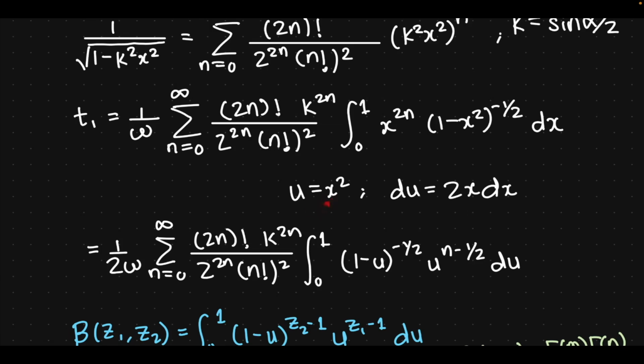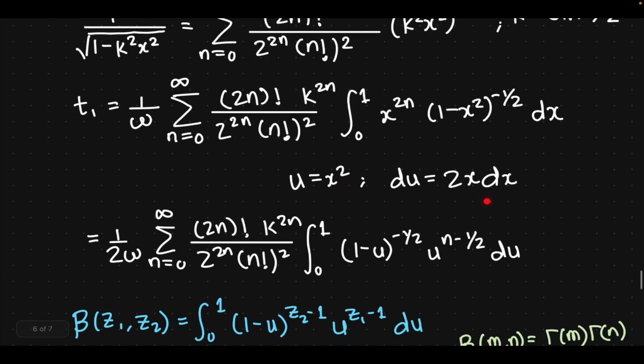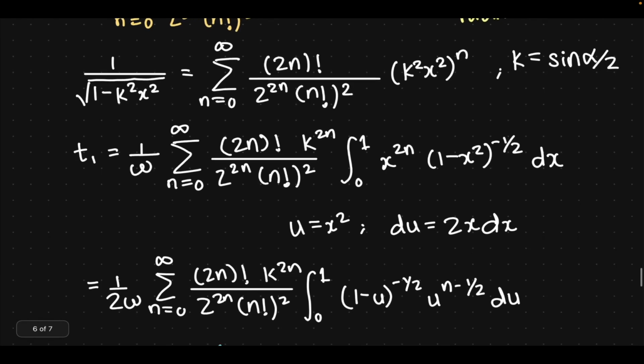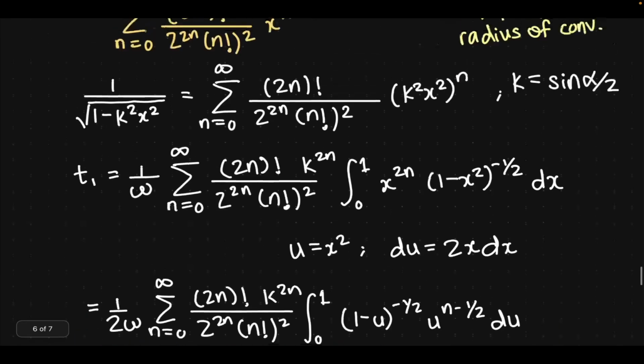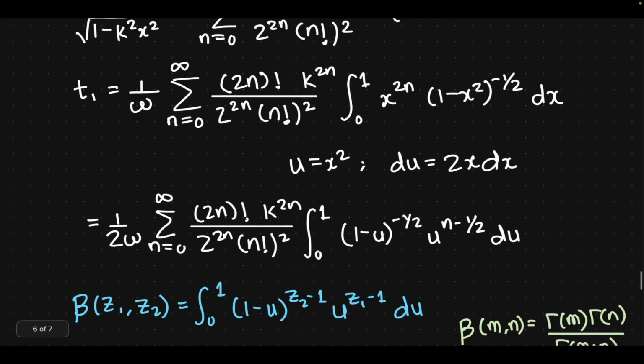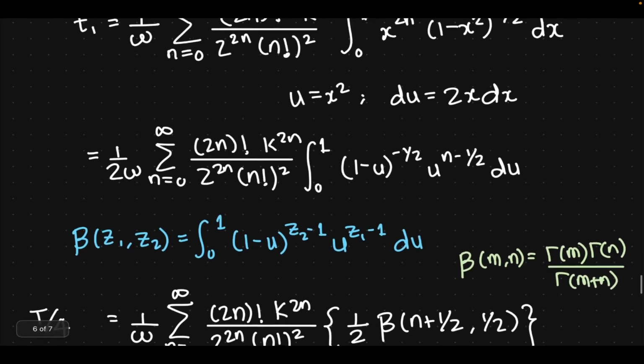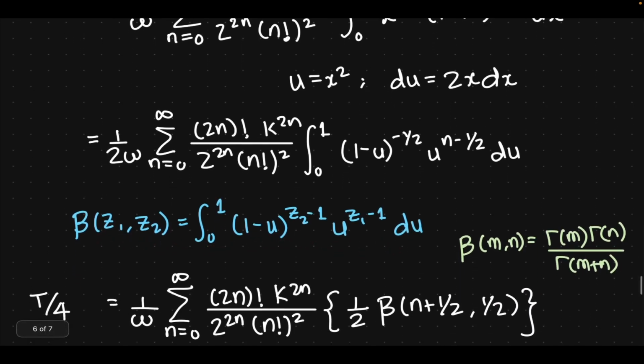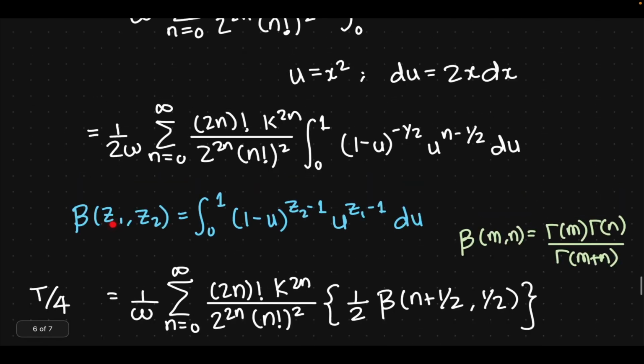So u equals x squared, du is 2x dx. Now we can go ahead and simplify this. We get the integral from 0 to 1 of (1 minus u) to the negative 1/2 times u to the n minus 1/2 du. And remember the definition of the beta function, right? We identify the first argument with the power of 1 minus u, which is negative 1/2.